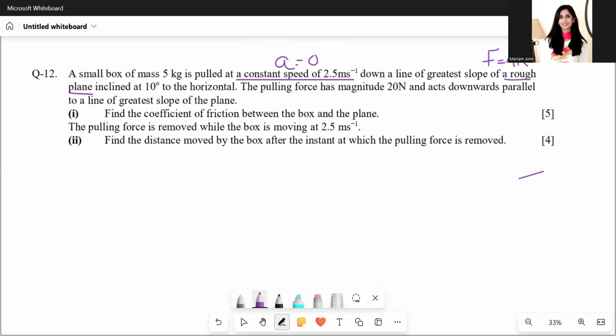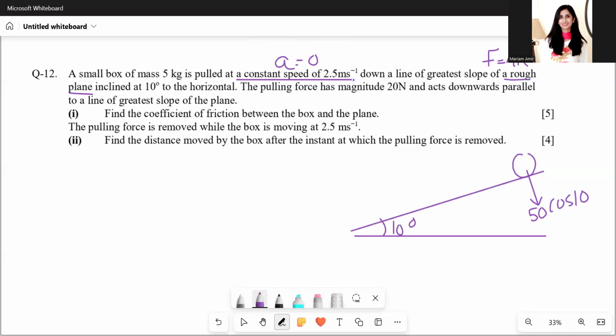Okay, let's draw an inclined plane. 10 degree, and there's a particle, small box of mass 5 kg. Okay, and this is 5 kg, so that would make this 10 m cos theta. So 10 m would be 50, 10 times 5, and cos 10, this is one component of weight, and down the slope is the sine component of weight, 50 sine 10.